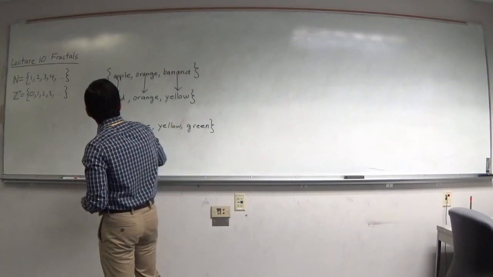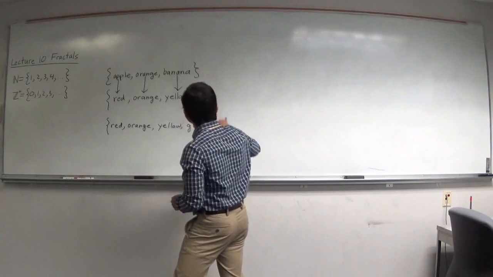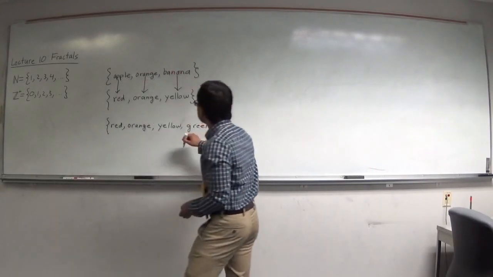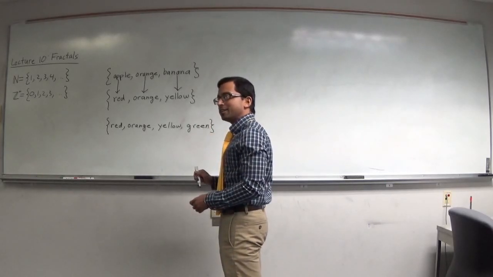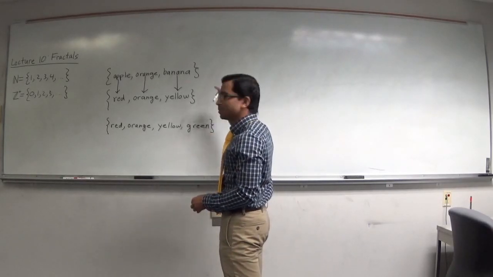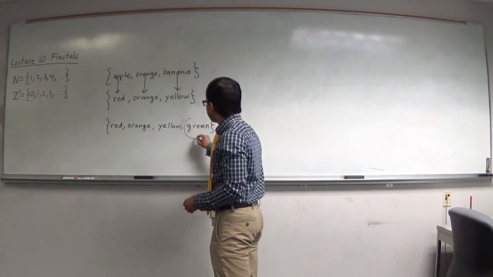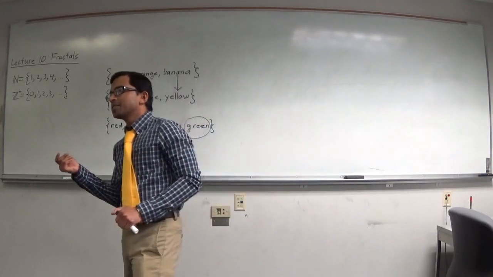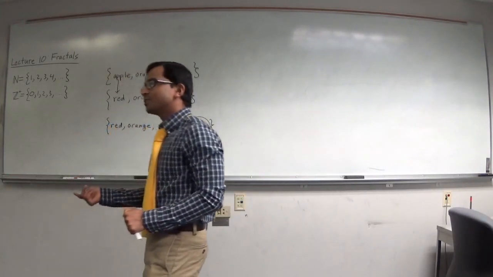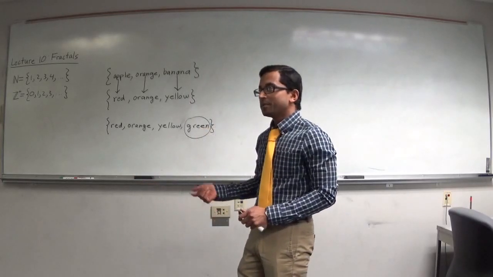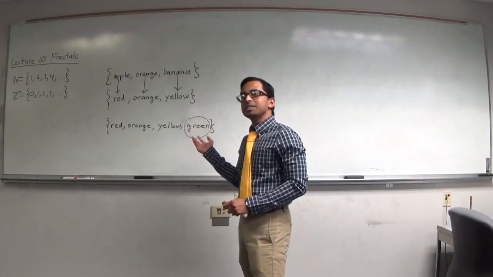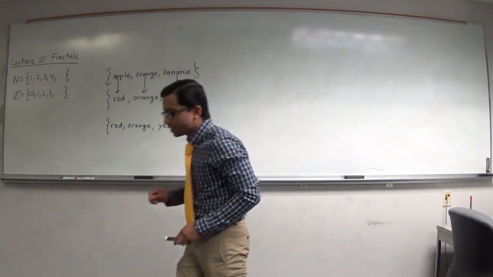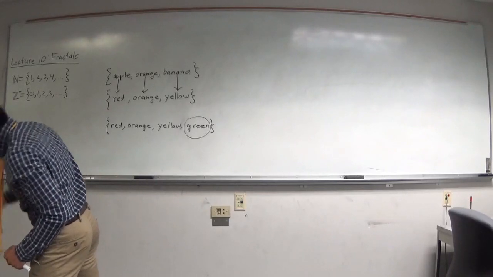But now, if you go from this set to this set, you can go from apple to red, orange to orange, banana to yellow, but then you don't have anything going to green. So there you don't have a one-to-one correspondence. That green is left over, right? So that's the idea. Two sets are said to have the same cardinality if you can create a function with a one-to-one correspondence. But if you can't, then they don't have the same cardinality, right? So that's the idea of cardinality. I don't know if I actually gave this definition. No, I didn't.